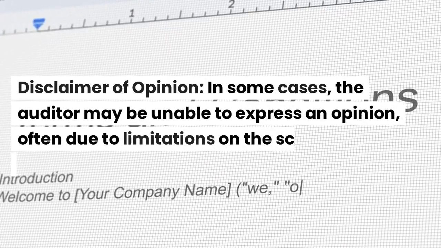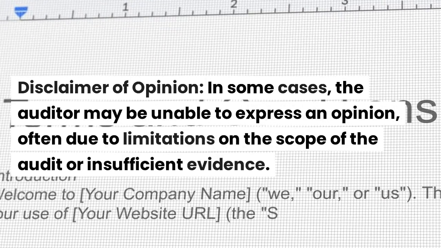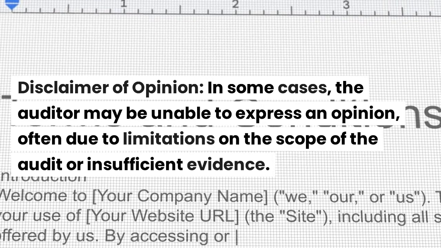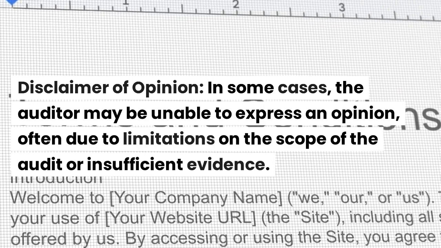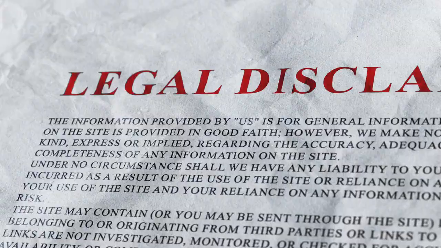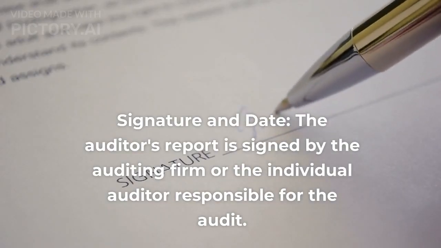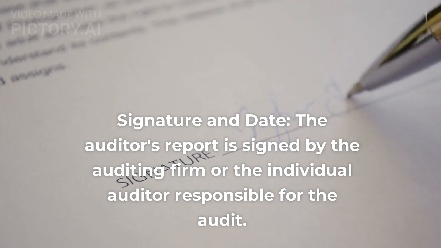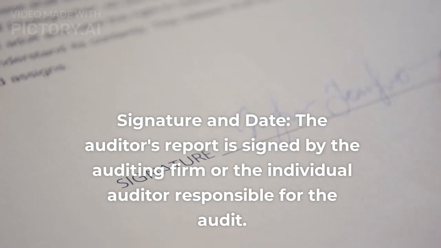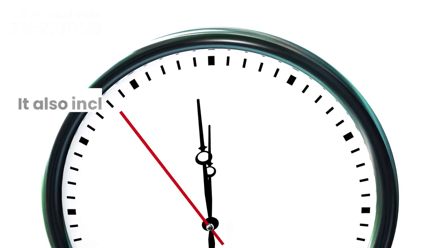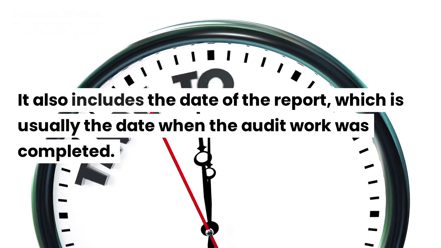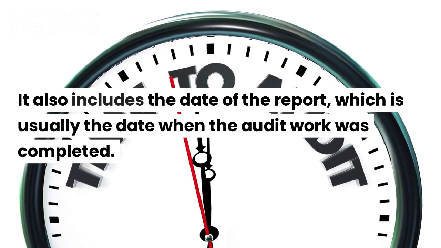Disclaimer of opinion. In some cases, the auditor may be unable to express an opinion, often due to limitations on the scope of the audit or insufficient evidence. This is referred to as a disclaimer of opinion. Signature and date. The auditor's report is signed by the auditing firm or the individual auditor responsible for the audit. It also includes the date of the report, which is usually the date when the audit work was completed.